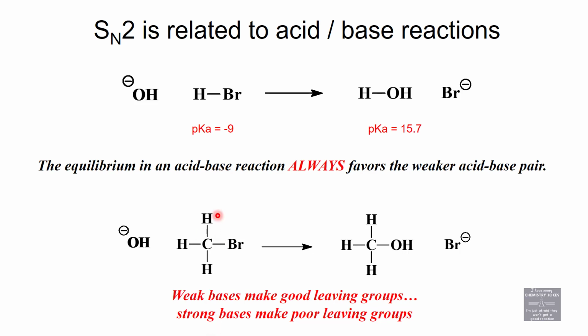So we said this time all of our substrates are going to be alkyl halides. And now I hope you can understand that the reason for that is because halogens are super weak bases, therefore they're excellent leaving groups.